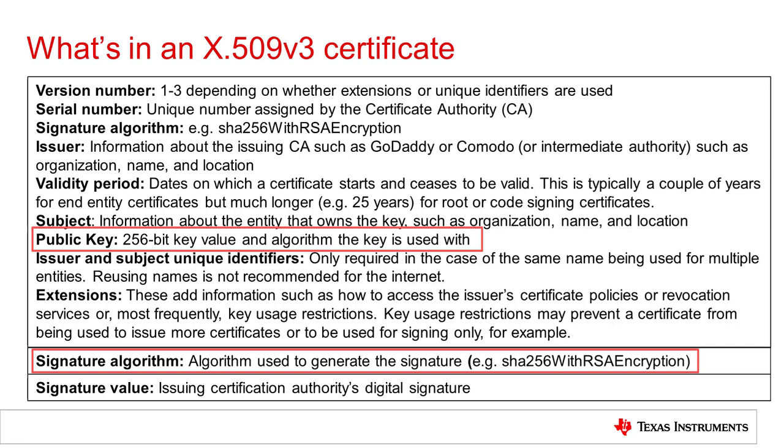Secondly, certificates are signed. The signature algorithm, along with the private key that is equivalent to the public key contained in the certificate, is used to encrypt the hash of the certificate to create the digital signature. This signature value is then contained in the last field of the certificate.